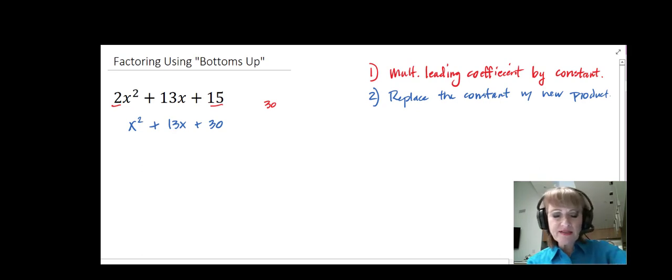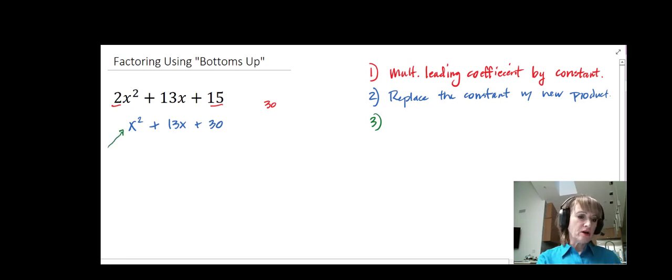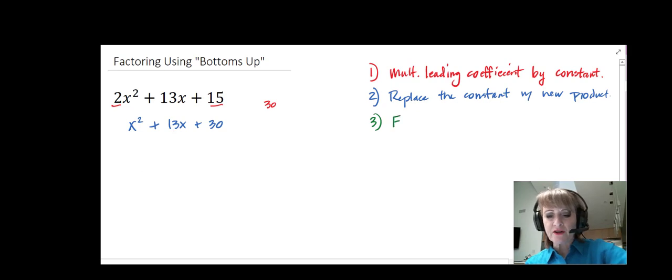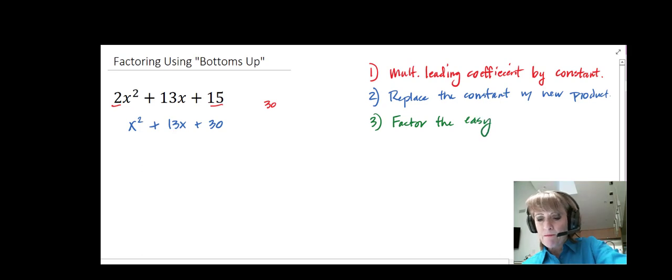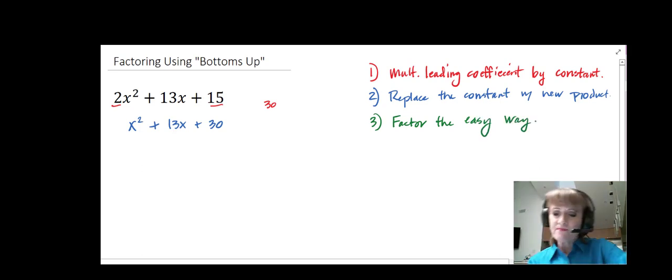Now the trinomial doesn't have a leading coefficient greater than 1. The leading coefficient is a 1, right? So because it's a 1, we're going to just factor this the easy way. I call this the easy way because we just go straight into the 2 parentheses, because this is something we can FOIL, if you're familiar with the FOIL method or the box method. So here we go. We're going to factor the easy way.